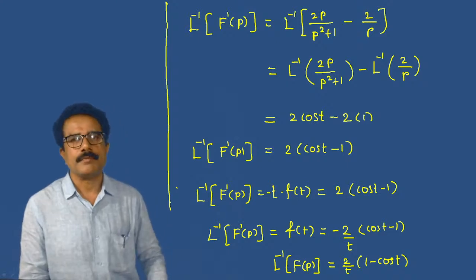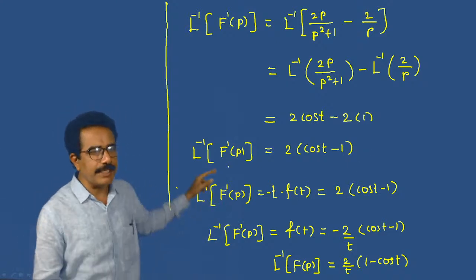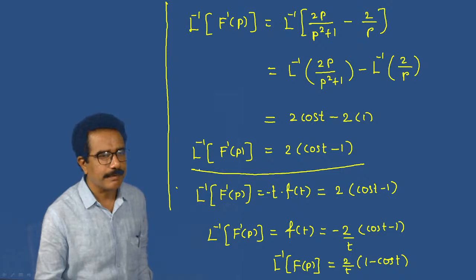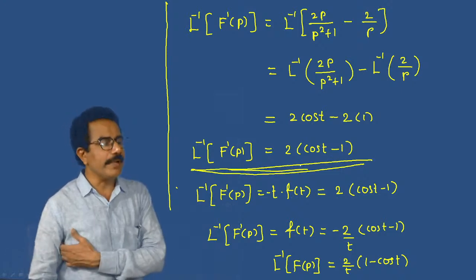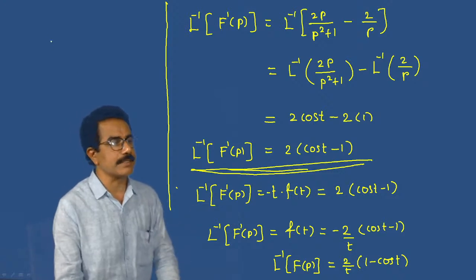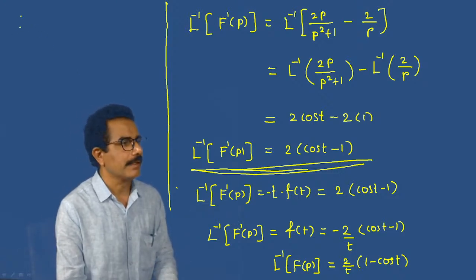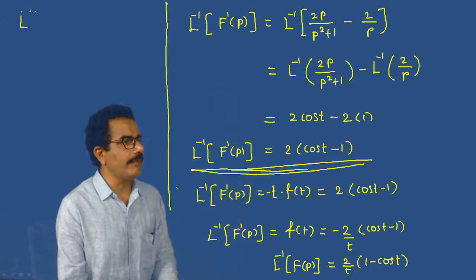Now actually we know, this is our result. Now how can we calculate, how do we have to convert this? Actually we know that L of t raised to n into f of t.